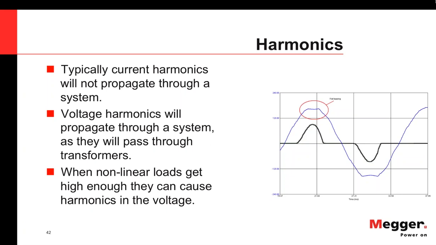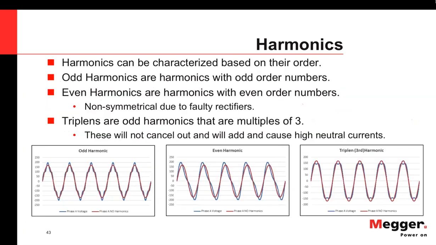This is showing us that our source isn't stiff enough to maintain the voltage during this current. And it's these nonlinear loads that will create our harmonic distortion. Now, voltage harmonics will propagate through a transformer and get through the system.